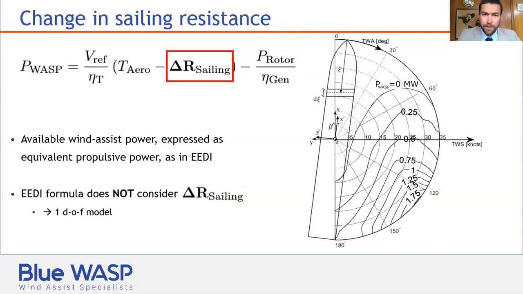Now, what I said is that this change in R due to sailing is not in the EEDI formula. That's because the EEDI formula is a 1 degree of freedom model and doesn't consider these constraints. On the other hand, P rotor, that is the energy required to rotate the device, the Flettner rotor, is considered.